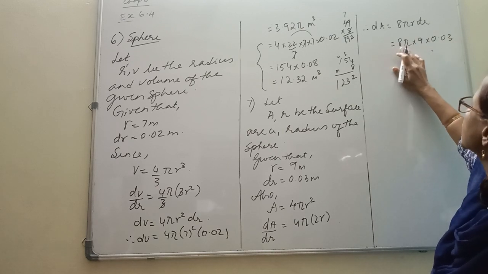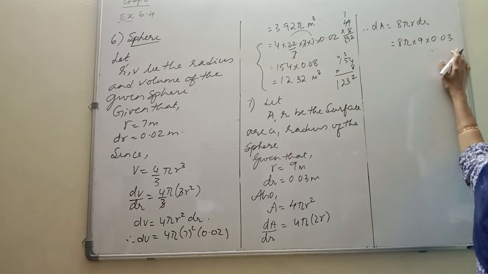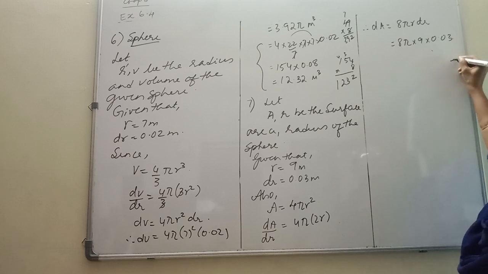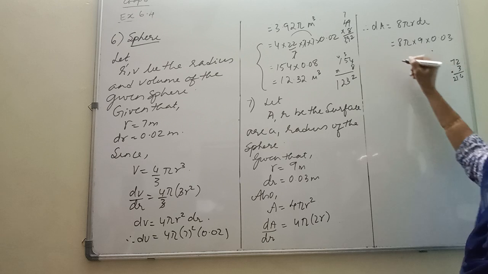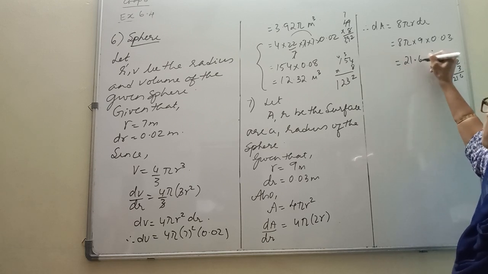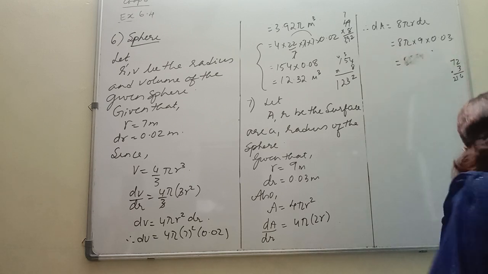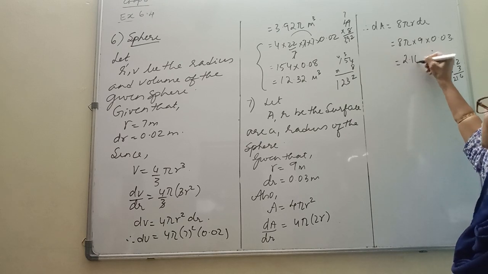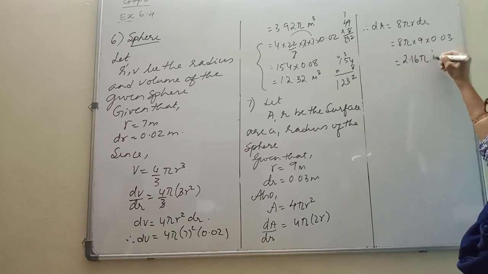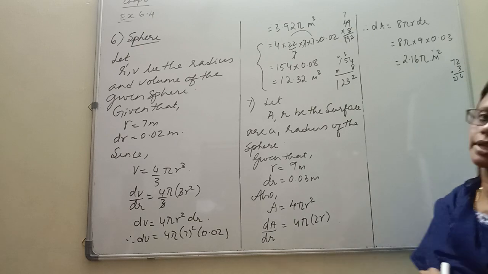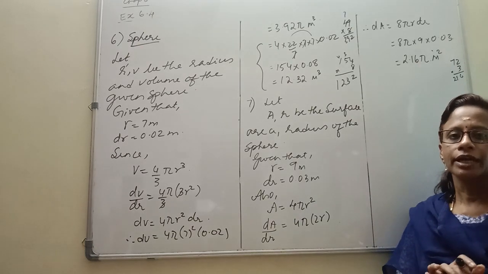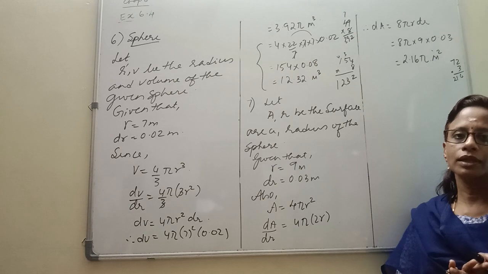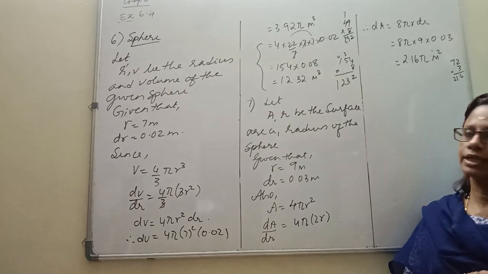I'm going to have it like this: 8 into 9, 72, 72 into 3. How much is that? 216, with 2 decimal places. So it's 2.16 pi meter square, sorry, because it's area. That's the area calculation, the error in the area that we find.